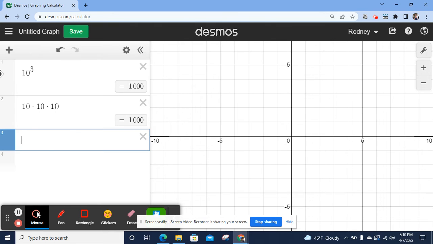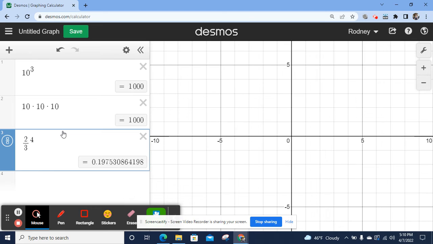I don't have to use a whole number as my base. I could use a fraction as my base. So I could say 2/3. And in Desmos, what you do to get to the exponent is right next to the number, you say Shift 6, and that lifts you up into a superscript space, which will allow you to put the exponent in here. So I'm going to say 2/3, and I'm going to make that to the fourth power.